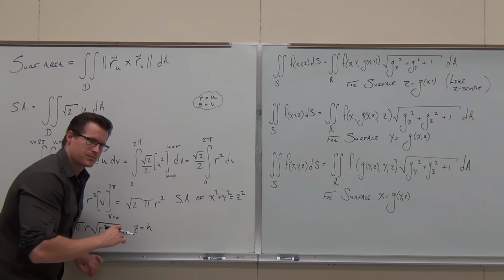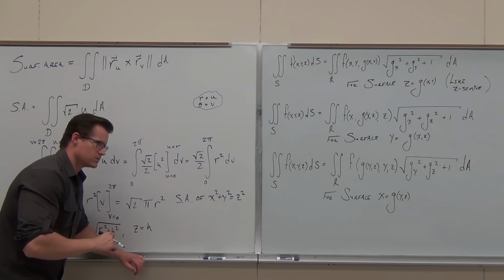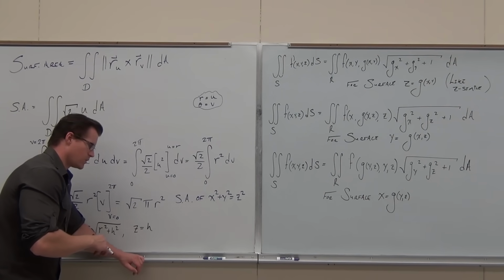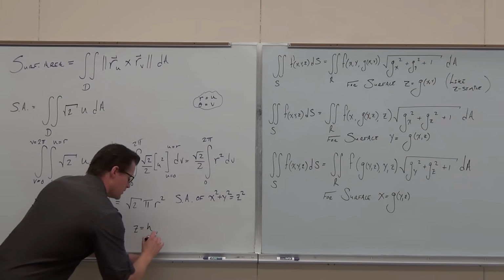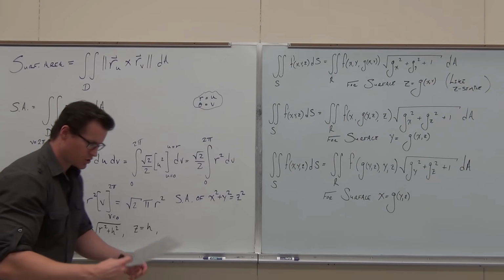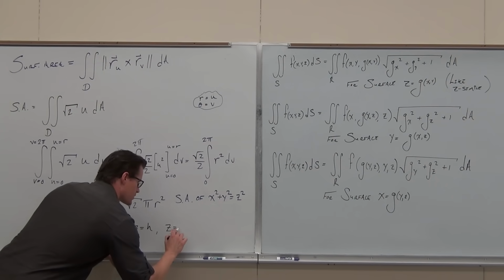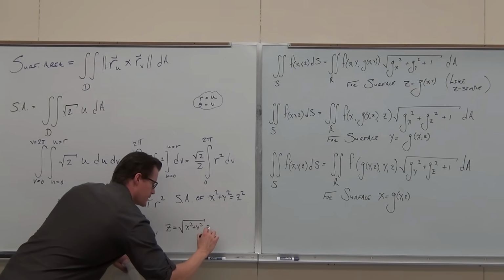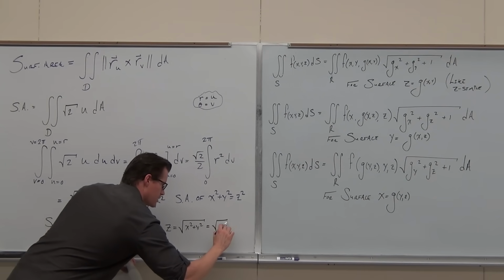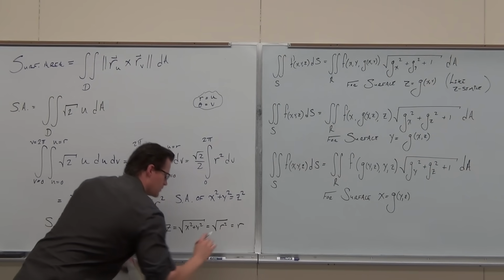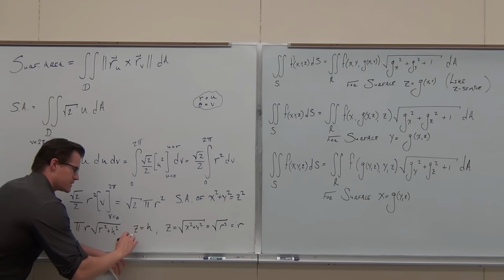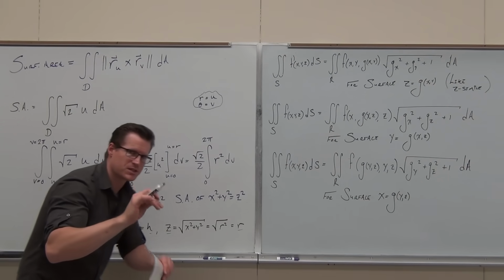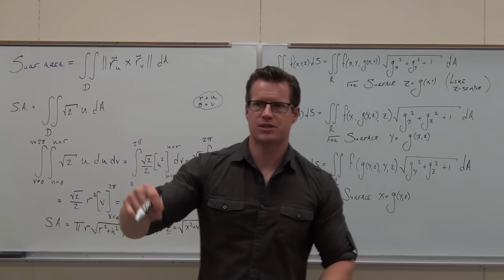But wait a minute. Z is also, or z squared, I guess, is also x squared plus y squared. So if z equals h, and z also equals the square root of x squared plus y squared, then this is the square root of r squared, and this is r. If z equals h and z equals r, then for this particular cone, h is the same as r.